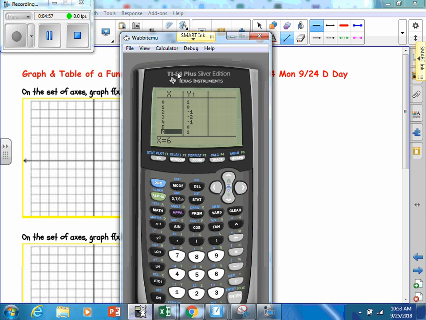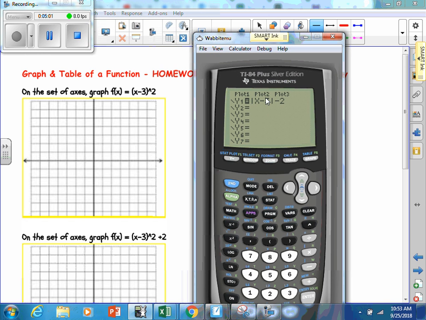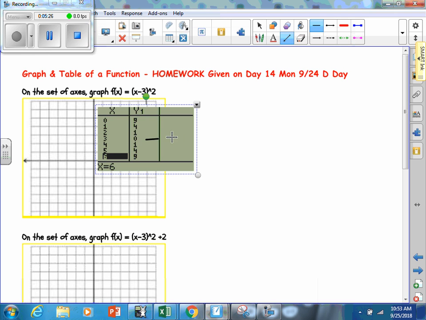So let's pull that up in our calculator. Go to Y editor. All right, we're going to clear all of this out. Well, 3 minus x squared. Okay, I want to look at my table, so I go to second table. Okay, again, I'm looking at my lowest point. My lowest point looks like 0. So I'm going to slide my table over here.